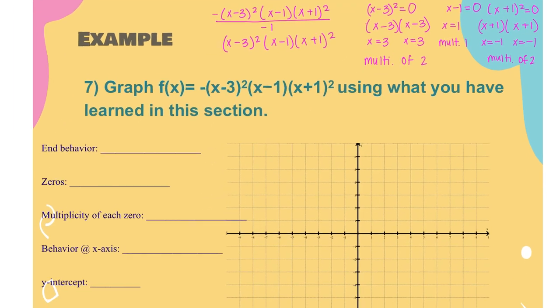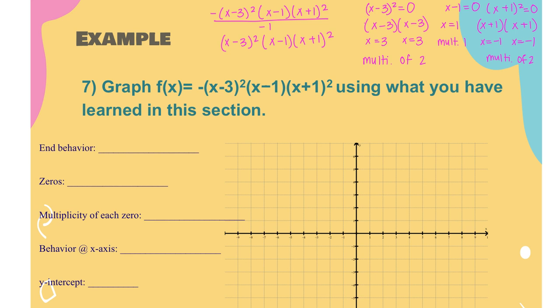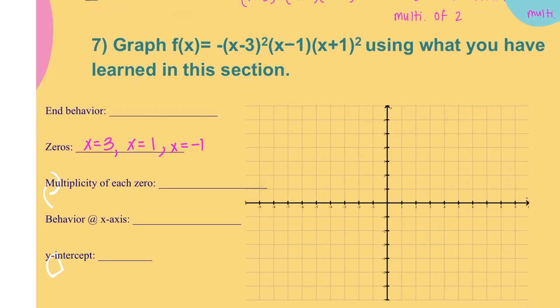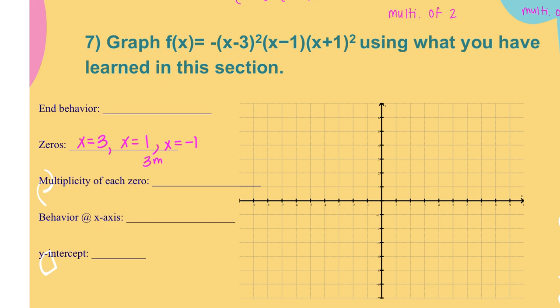I'm going to kind of zoom out. I know it's small at the top. Looking at it, my zeros, you only have to write them once. So I'm going to have x equals 3, x equals 1, and x equals -1. Okay, now how am I going to write my multiplicity for each zero? Keep in mind, I have some that are different. So I'm going to write it as 3 has a multiplicity of 2. 1 has a multiplicity of 1, and then -1 has a multiplicity of 2 as well.